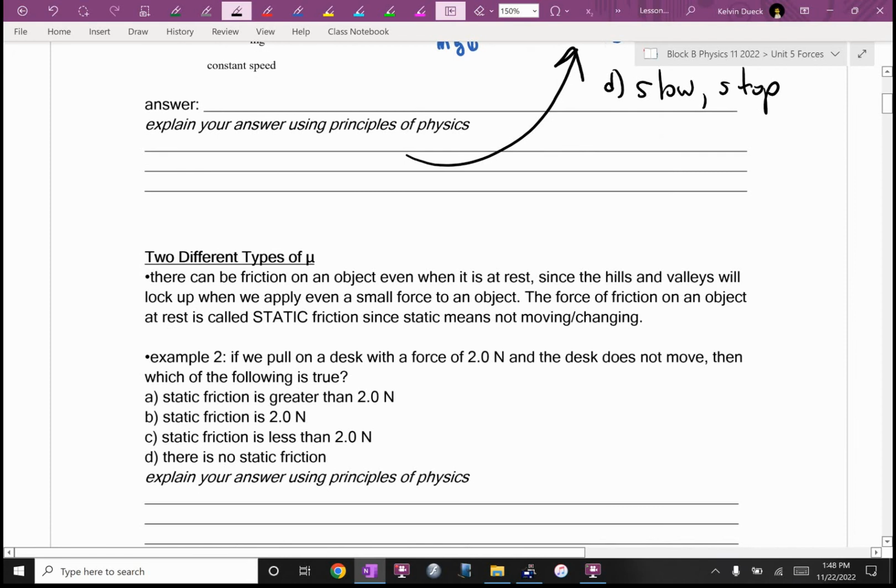Okay. There can be friction on an object even when it's at rest, when it's not sliding, because those microscopic hills and valleys that we talked about on the atomic scale will lock up. They'll settle into each other. And so as soon as you try and apply a small force, they've sunk into each other. They prevent the object from sliding.